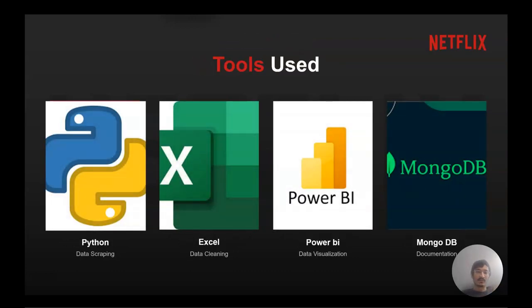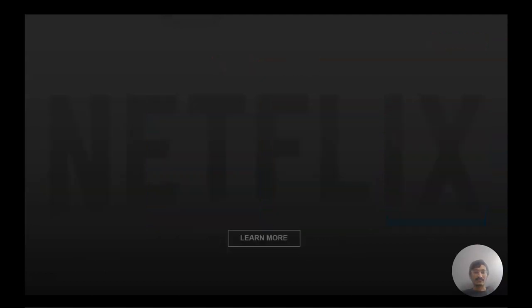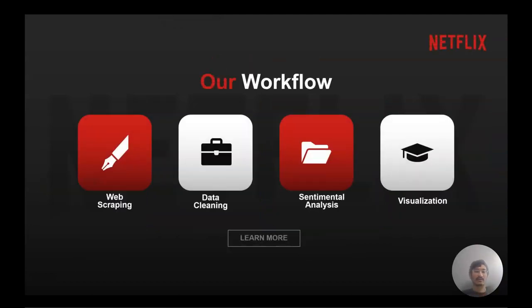Here we are going to use Python, Excel, Power BI, and MongoDB for our analysis. And here is our workflow. Firstly, we are going to do web scraping of all the tweets, then we are going to clean that data, and then further do sentiment analysis on it, and then we are going to visualize it on Power BI.